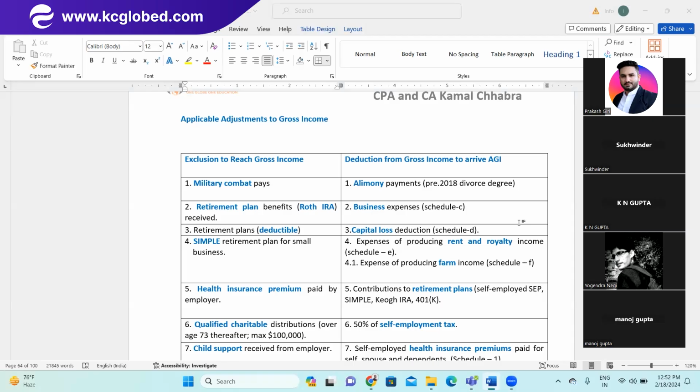Second is business expenses. When there is an individual who is doing business, maybe as a sole proprietorship, or maybe in a partnership firm, in that scenario he or she must provide all the business expense details in Schedule C.